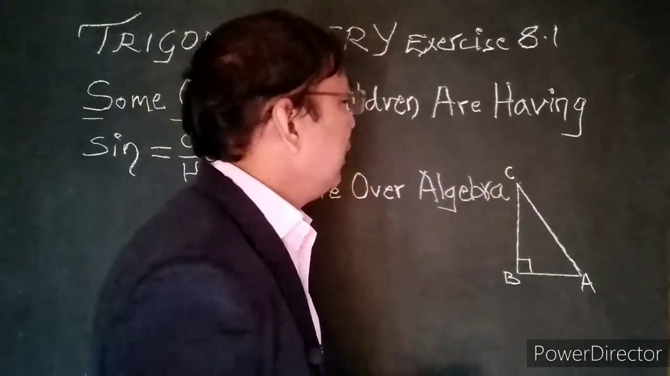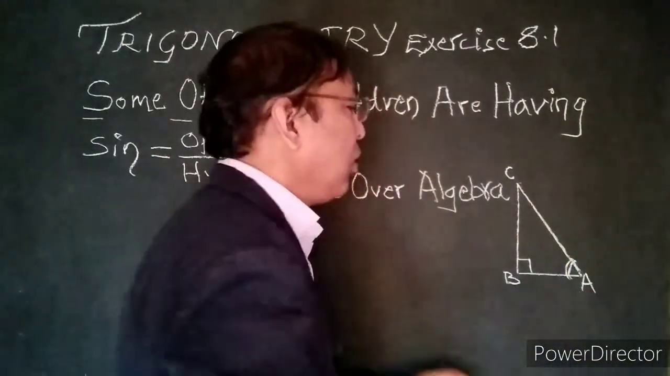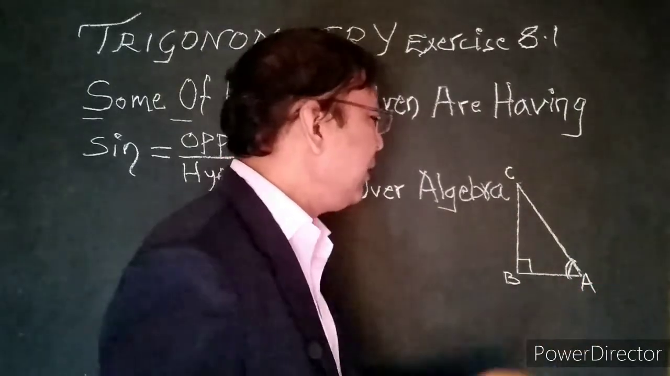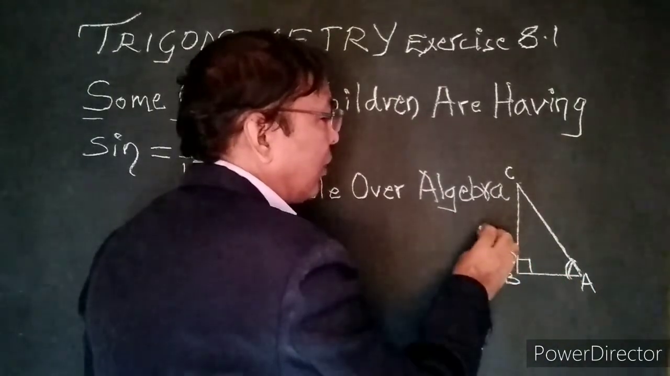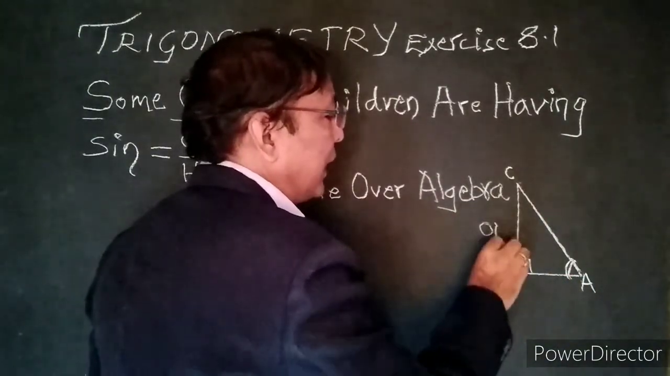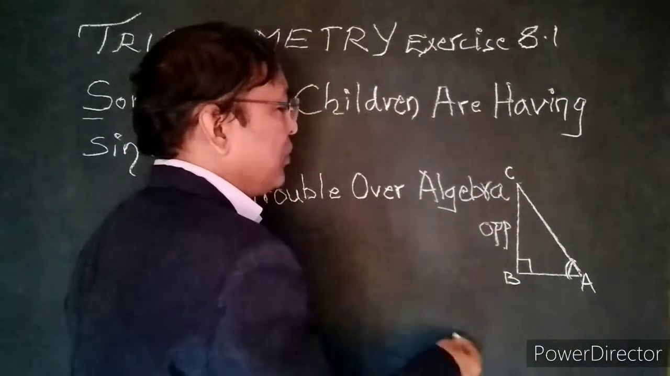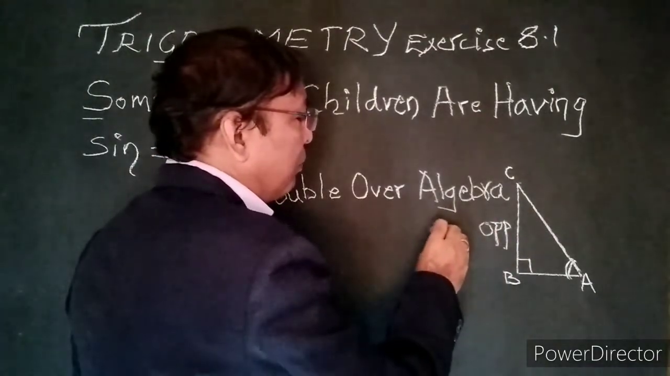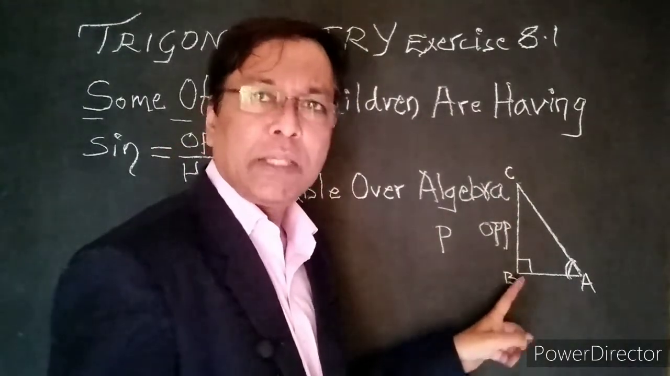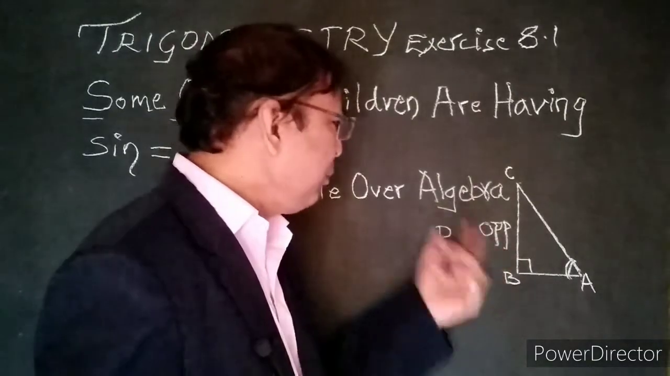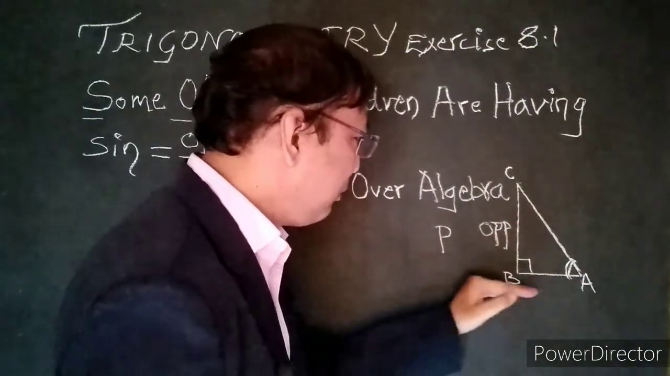If you look at the triangle ABC, if we are standing at angle A and observing this triangle from angle A, the side BC is opposite to angle A. Therefore, side BC is called the opposite side. And this opposite side, we can sometimes call the perpendicular side. The side BC we call the opposite side, and some people also call it the perpendicular side because it is perpendicular to the base.